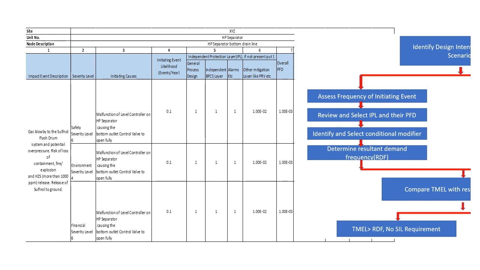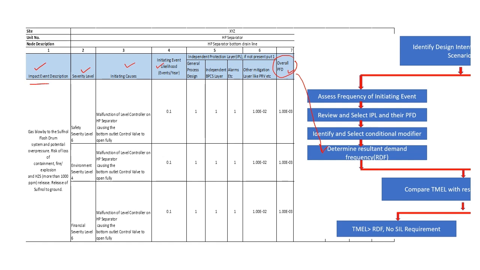Again, this is the chart, or the template, of the LOPA. As you can see, it consists of the impact event description, its severity level, initiating cause, initiating event likelihood, and then the IPLs and the protection level of each IPL, and then you get the overall PFD, which is the same as your resultant demand frequency. This is the thing that we want, right? So again, we go one by one.